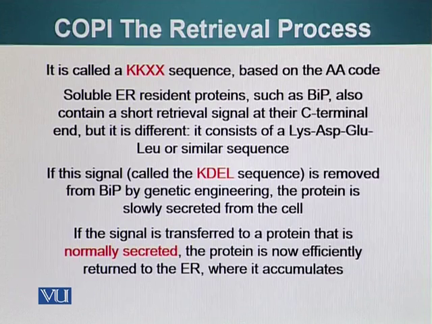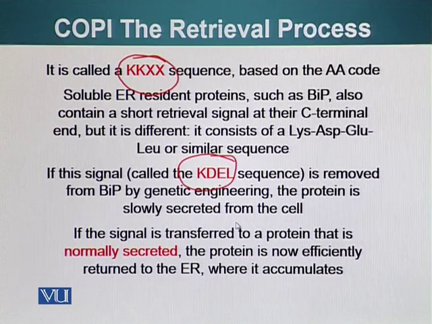Soluble ER resident proteins, for example a protein called BiP, also contain a short retrieval signal at the C terminus, but this is different. It consists of lysine, aspartic acid, glutamic acid, and leucine, or a signal similar to this. This signal is abbreviated as KDEL, relating to the amino acids I have just mentioned. So the membrane proteins have the KKXX sequence at the extreme C terminus, and the soluble proteins have the KDEL sequence at their C terminus.